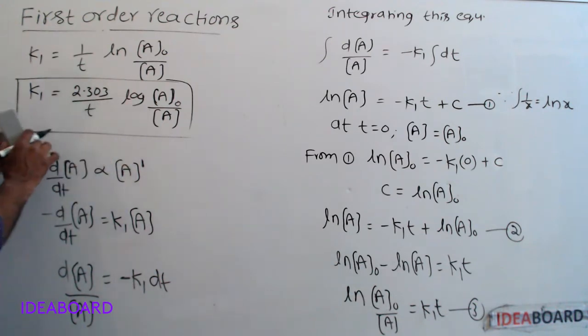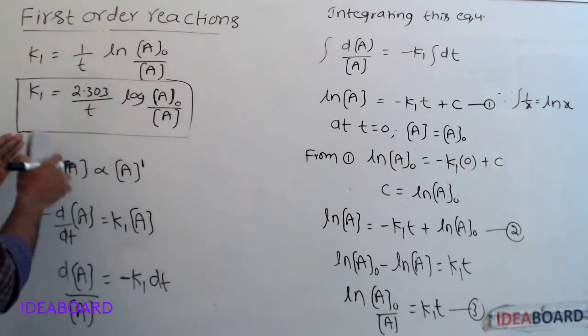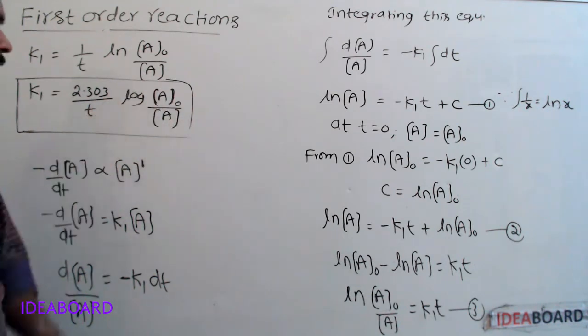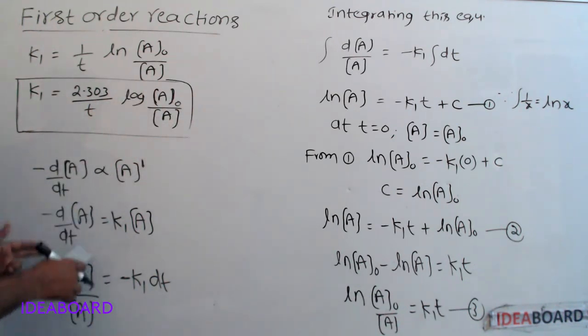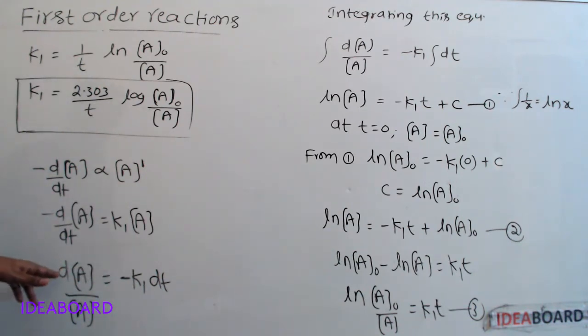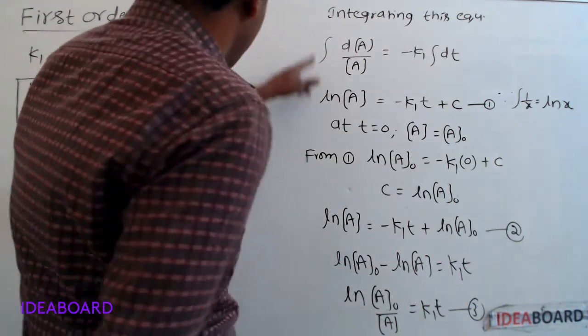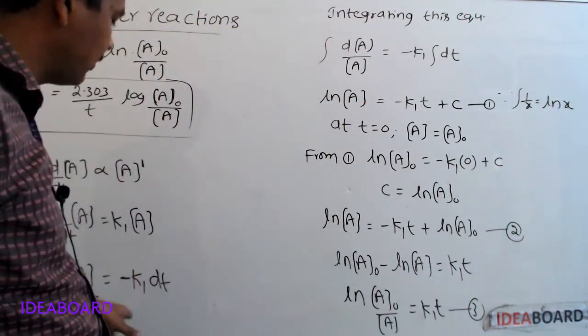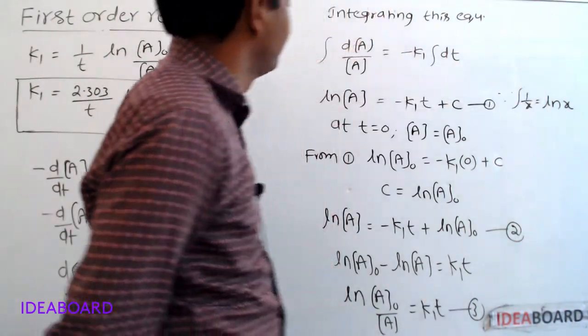I have taken one reaction. If A gives rise to products following first order kinetics, then the rate of reaction, minus d by dt of A concentration, is directly proportional to A concentration power 1. Minus d[A]/dt is equal to the proportionality constant K1 into [A]. So d[A]/[A] is equal to minus K1 into dt. On integration, since K1 is constant, this is minus K1 into integral dt.